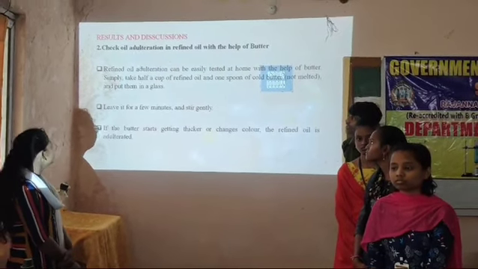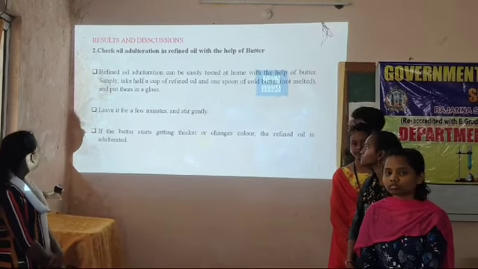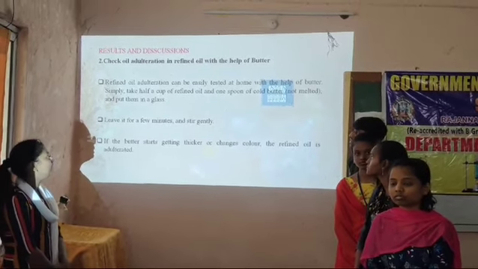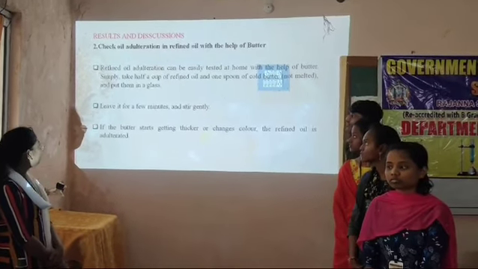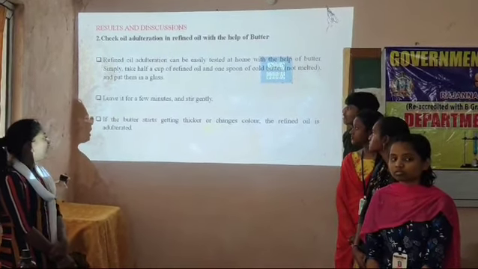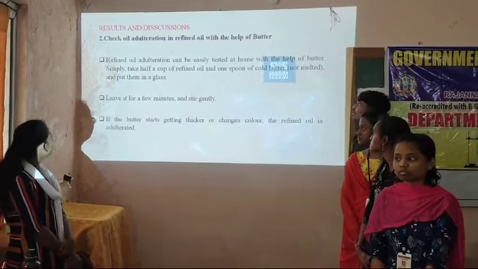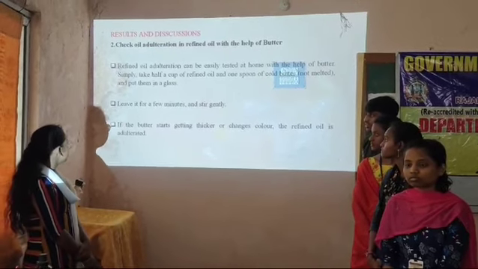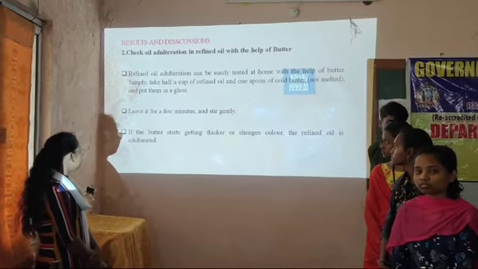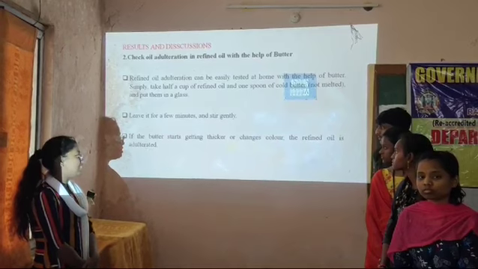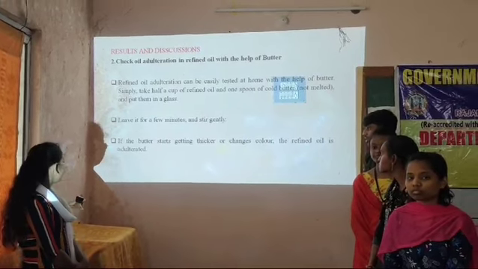Check oil adulteration in refined oil with the help of butter. Refined oil adulteration can be easily tested at home. With the help of butter, simply take half a cup of refined oil and one spoon of cold butter and put them in a glass. Leave it for a few minutes and stir gently. If the butter starts getting thicker or changes color, the refined oil is adulterated.